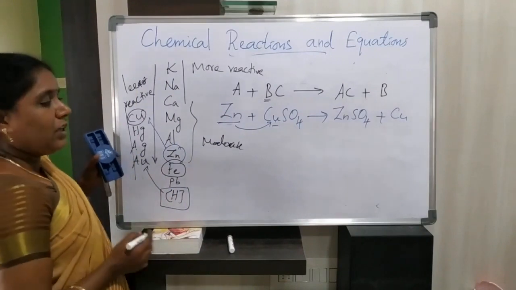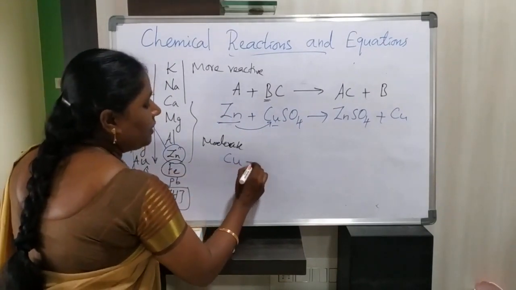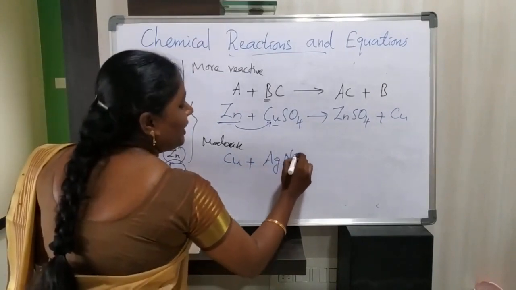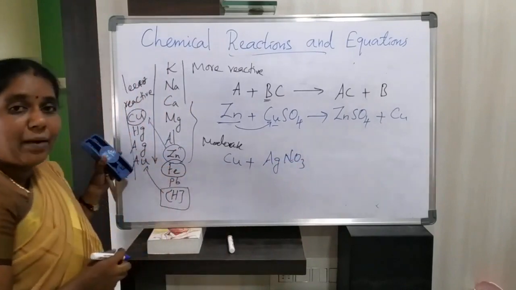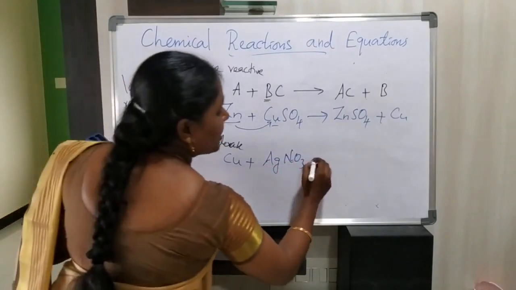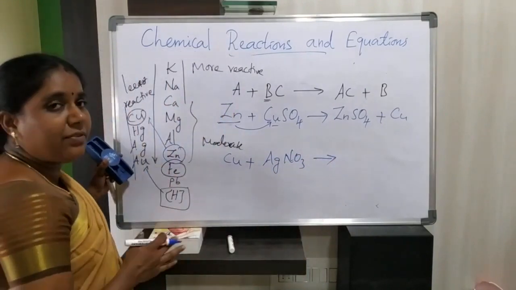Okay. Suppose, what happens when copper reacts with silver nitrate? What reaction takes place? Tell me. What reaction takes place when copper reacts with silver nitrate?